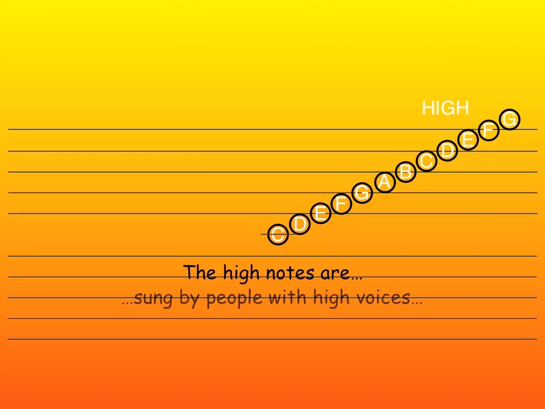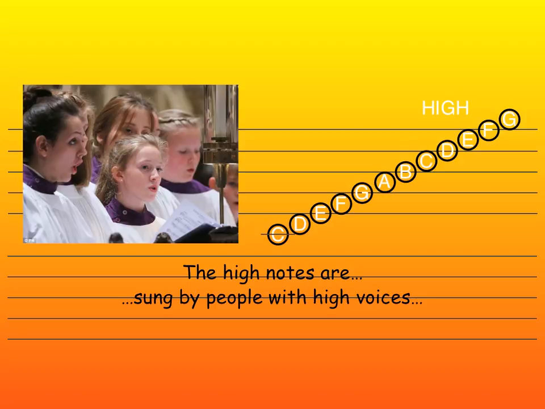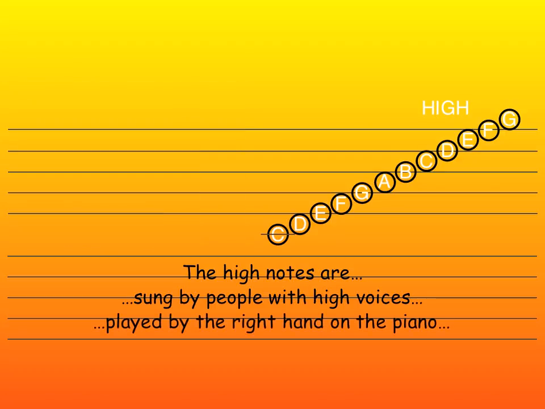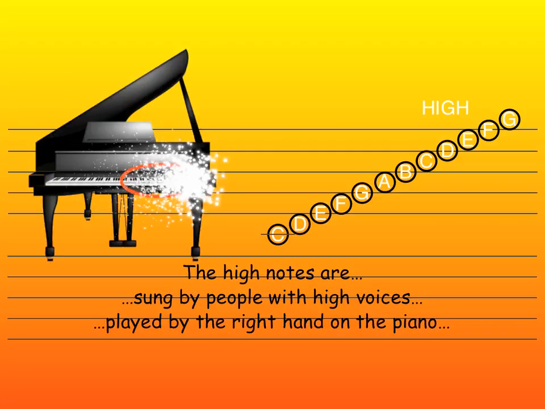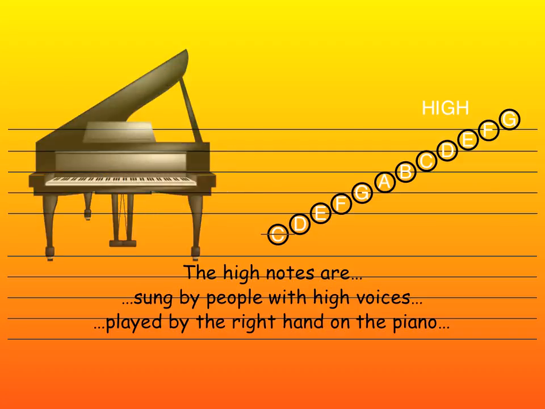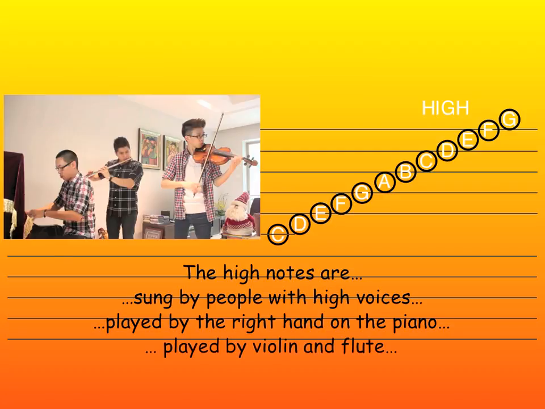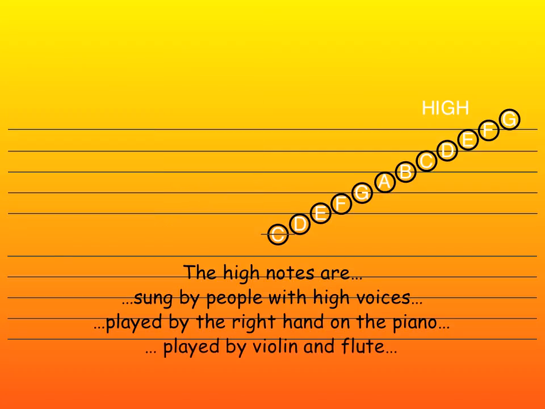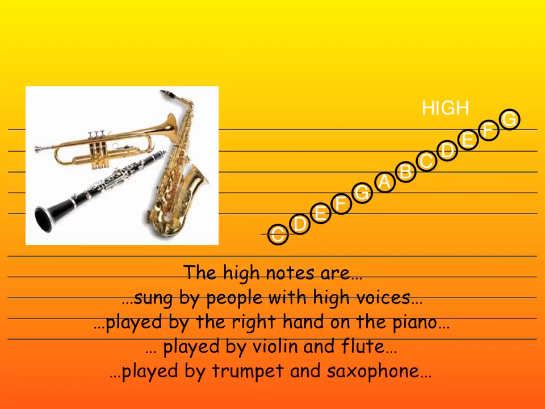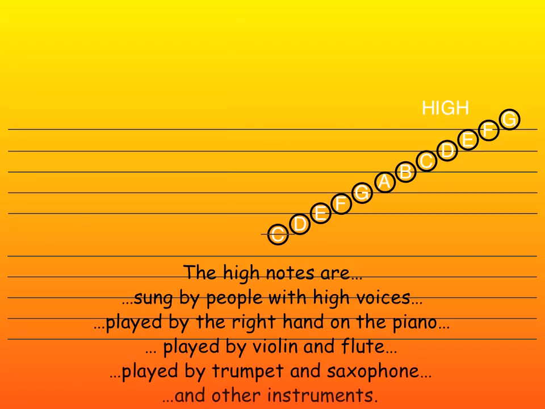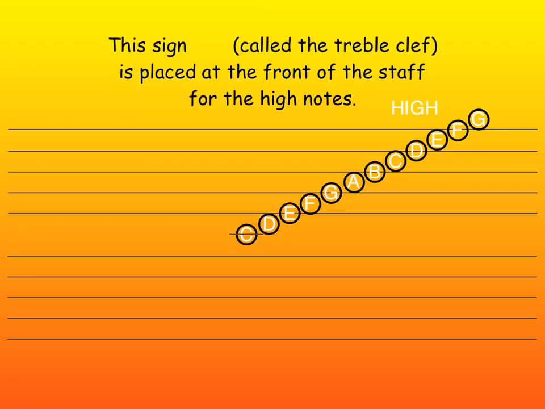The high notes are sung by people with high voices, women, children, some men with very high voices also. High notes are also played by the right hand on the piano. And the high notes are played by the violin and the flute, by the trumpet and the saxophone, and other instruments as well. This sign, called the treble clef, is placed at the front of the staff for the high notes. That's the treble clef sign.